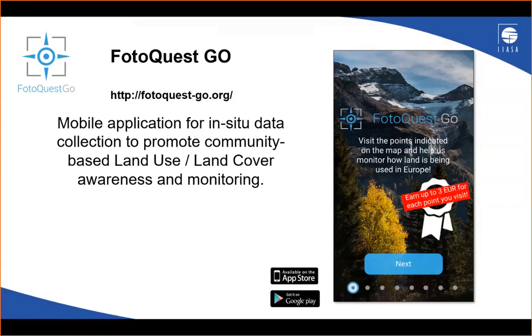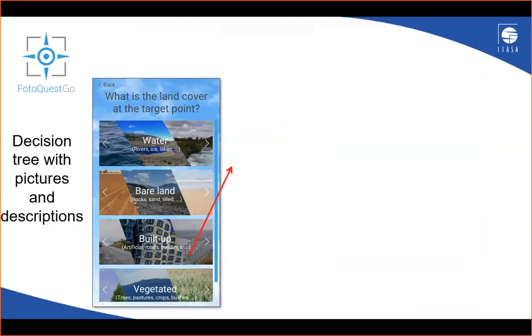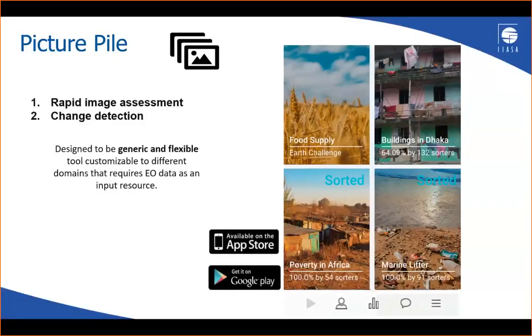PhotoQuest Go, you might have heard about. You can try it out. It's mimicking the Eurostat LUCAS survey with a number of decision trees we have implemented. And another one is called PicturePile. There we are also currently running a campaign.